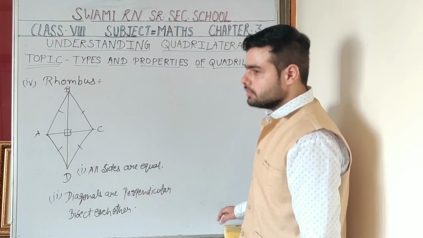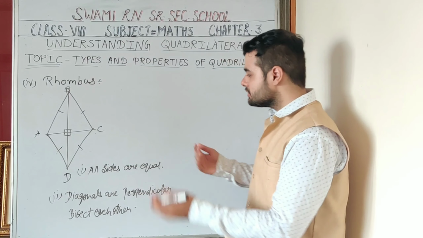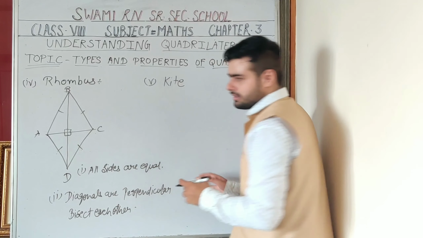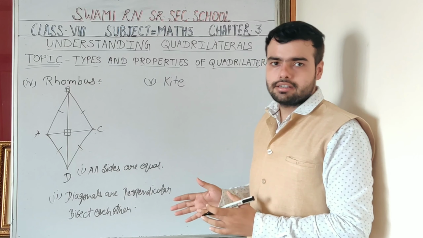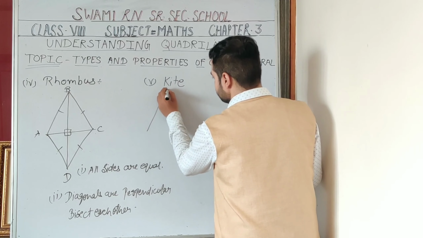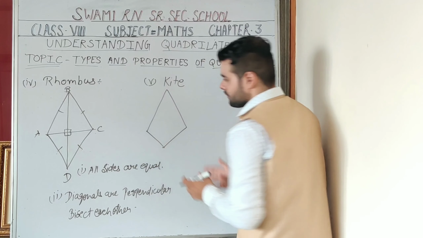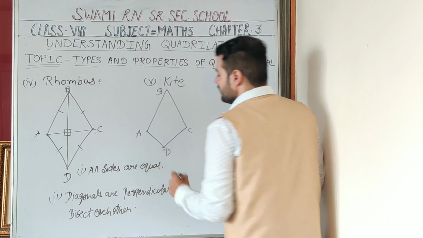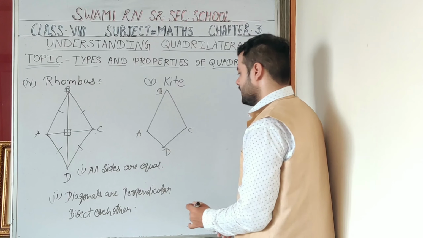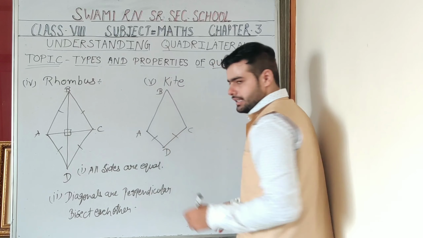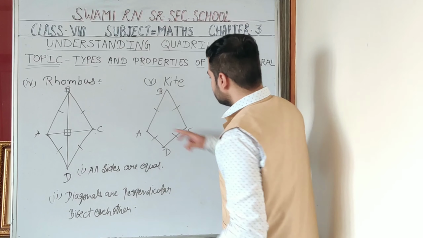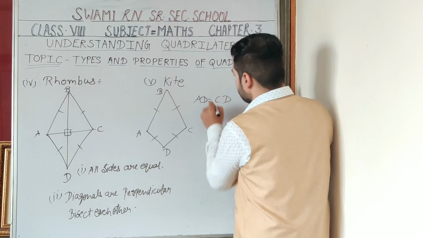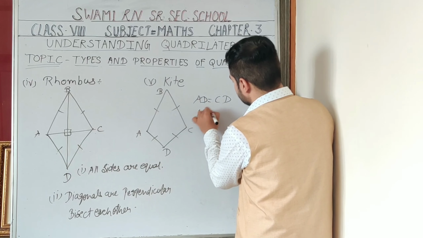Okay students. Now, similar to the rhombus, we have another type, that is the kite. But there is a little bit of difference in the kite. You can see that is the figure of a kite. In the figure of a kite, adjacent sides are equal, meaning AD equals CD and AB equals BC.